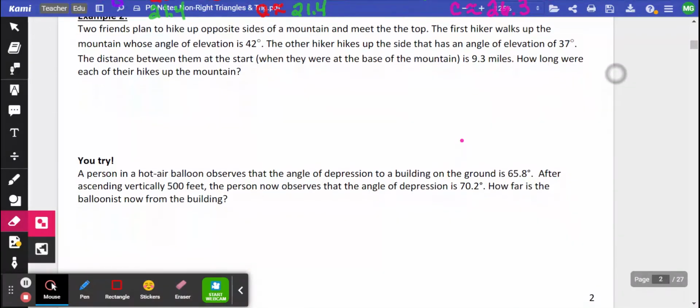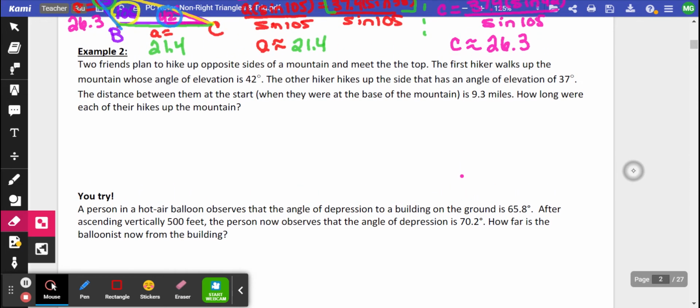Okay, so here's what I want you to do. We love our word problems. I want you to go ahead and read this problem, and sketch a diagram. Let's see if your diagram and my diagram match. So go ahead and do that. Pause this video, please.